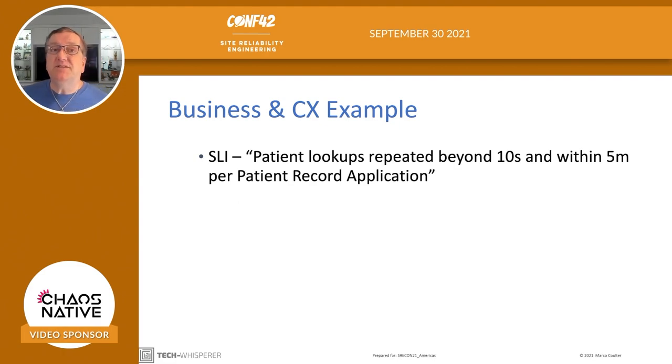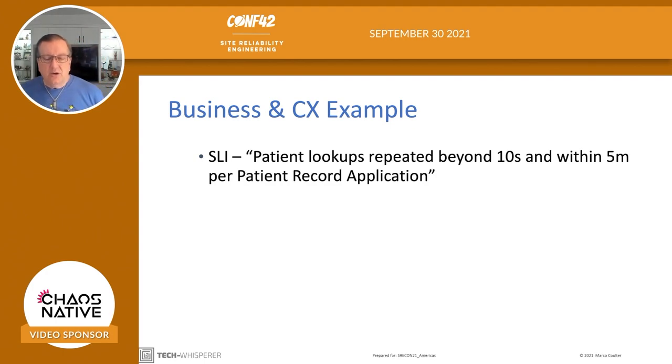We had just within 5 minutes at first, and then we hit a problem. We kept missing the target, even when the records were processing fine. You see, one or two of the nurses would not wait at all. They would just sit there hitting enter again and again and again. So we added the beyond 10 seconds as well as the within 5 minutes to get around those crazy impatient ones, so that we weren't getting beaten up for their behavior.